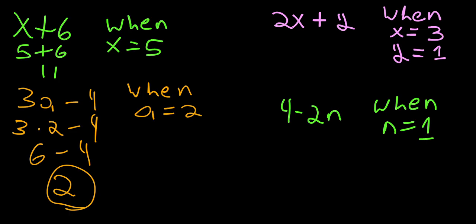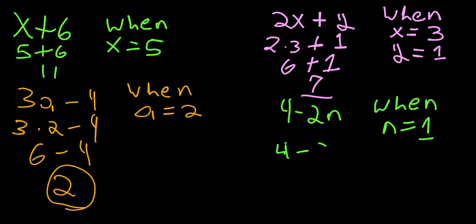Then we have 2x plus y when x equals 3 and y equals 1. So that's 2 times 3 plus 1. That's 6 plus 1. And we get a final answer of 7. And finally, we have 4 minus 2n, when n equals 1. That's equal to 4 minus 2 times 1. So that becomes 4 minus 2. We do our subtraction and we get 2. Our final answer is 2.